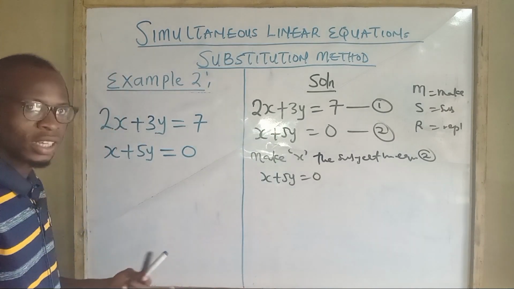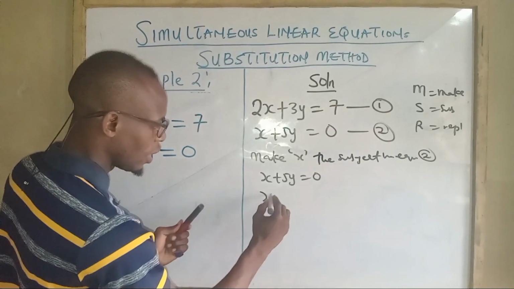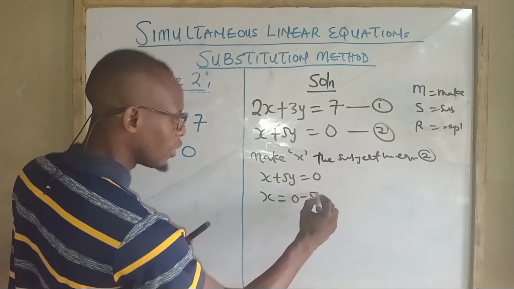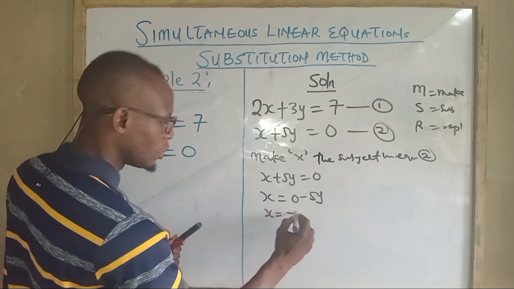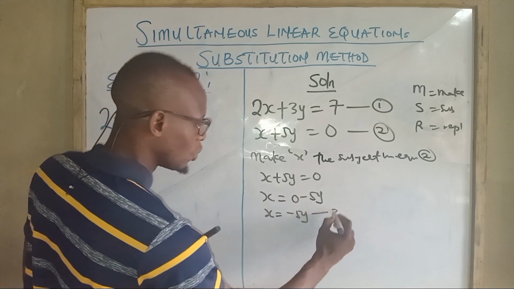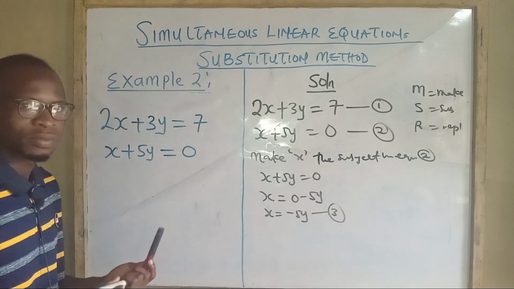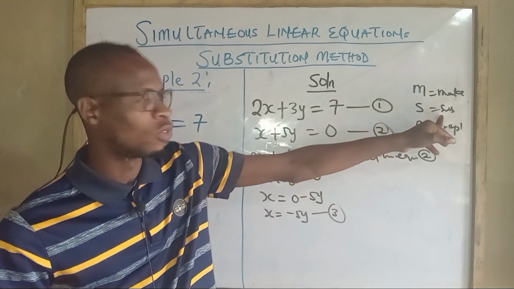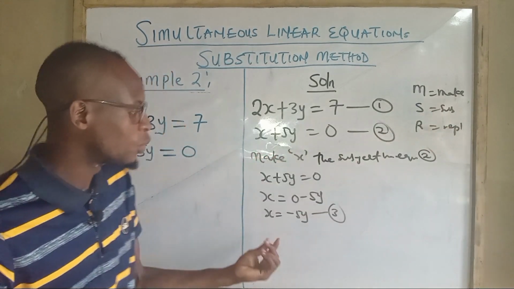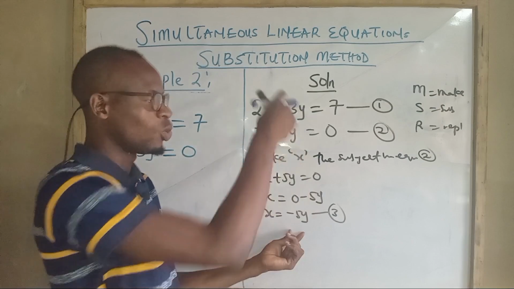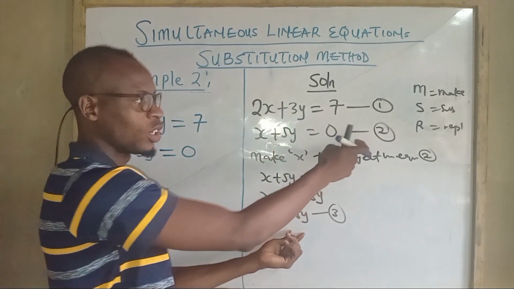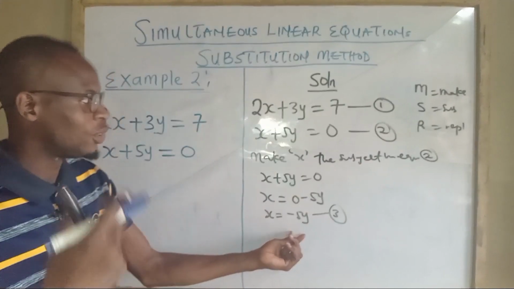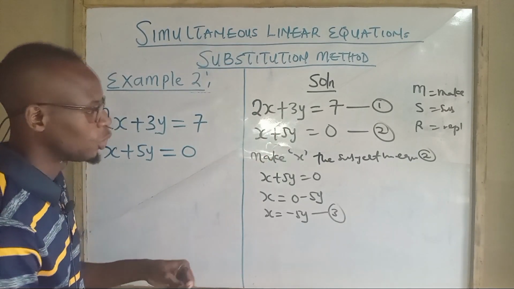In equation 2, we have x plus 5y equals 0. So when you collect like terms, you have x equals 0 minus 5y, which gives x equals minus 5y. You can call this equation 3. You have to be careful. After getting equation 3, the next thing is to follow the rule of substitute. We substitute this value into equation 1, because you have already made use of equation 2. I explained all this in my last video.